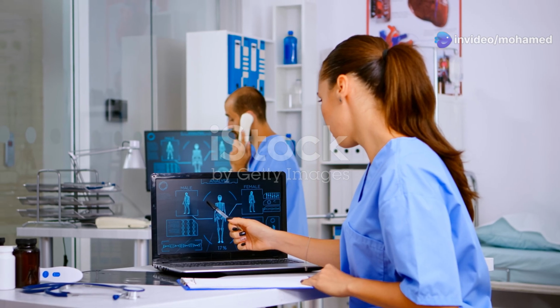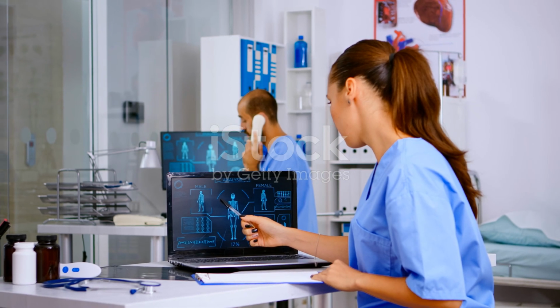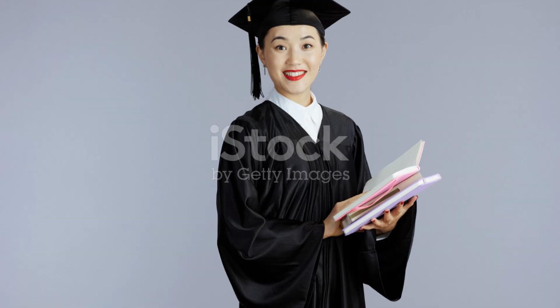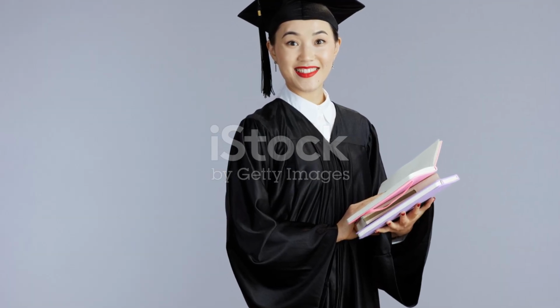Remember, ECG interpretation is a skill that takes time and practice to master. Don't get discouraged if you don't get it right away. Keep learning, and you'll become proficient in this essential skill.